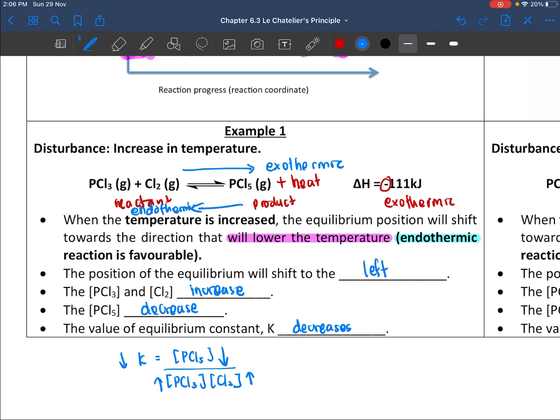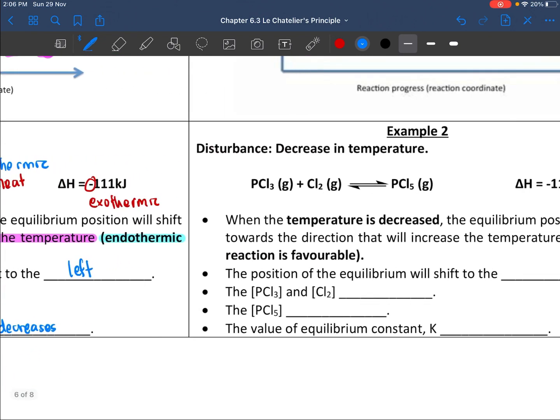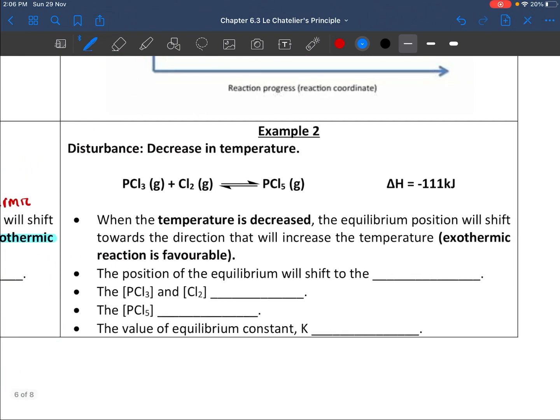Okay, so itu untuk example 1. Okay, kiranya ada dua cara lah. Kamu nak prefer yang mana yang lagi senang untuk kamu. Okay. Alright, and then next one kita tengok example 2. Okay, example 2 kalau decrease in temperature pula.